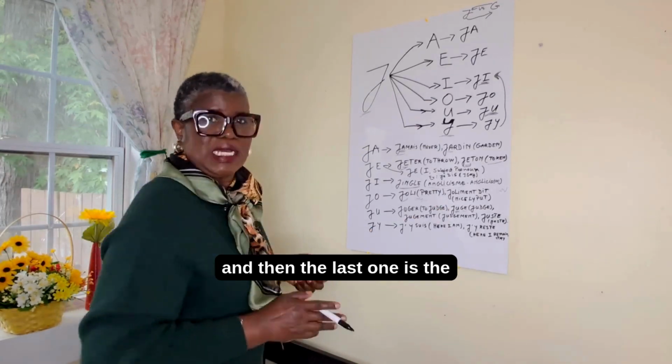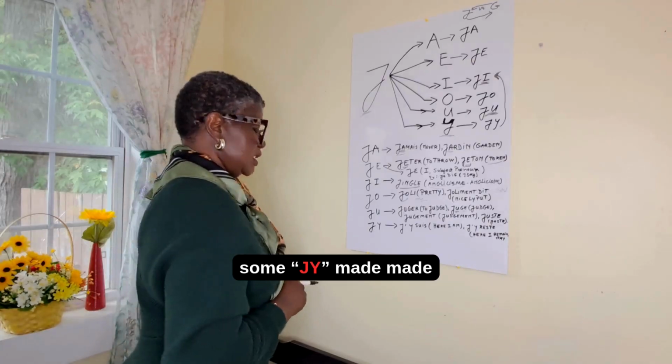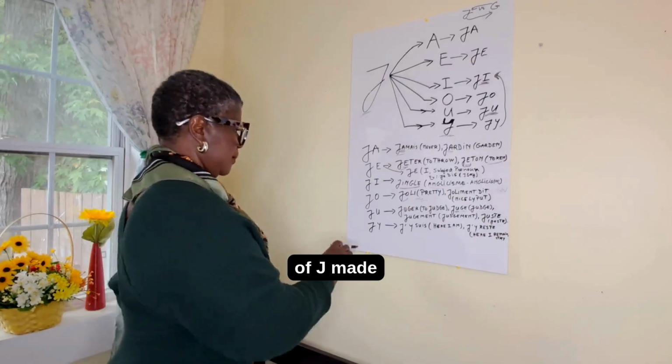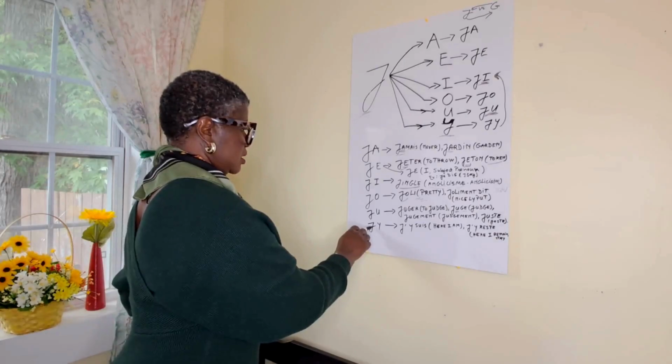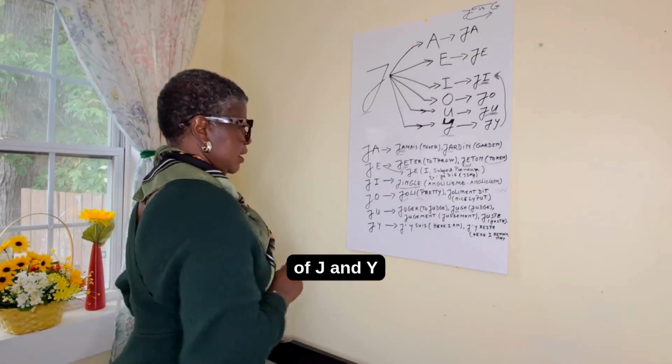And then the last one is the sound J, made of J and Y.